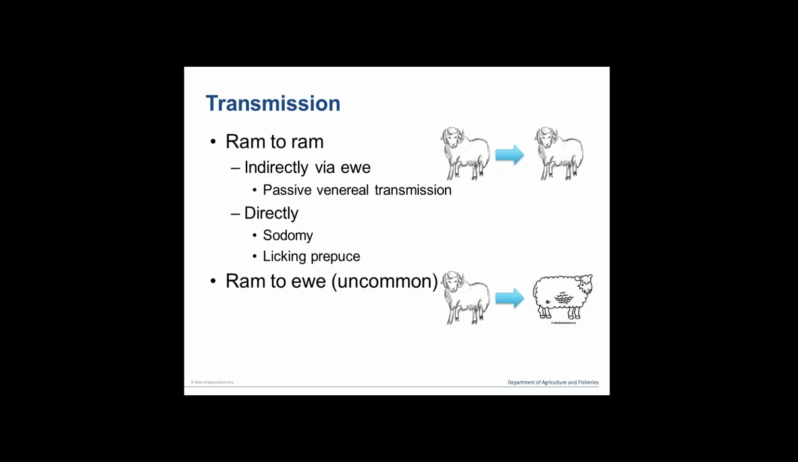Transmission from ram to ewe can occur, however it is uncommon for a ewe to remain infected. Usually, the ewe mounts an immune response and is able to clear the infection with no further consequences to the ewe or her progeny. In rare circumstances, where a ewe becomes infected following joining by an infected ram, the ewe can develop a placentitis, which is the inflammation of the placenta, resulting in abortion. It can also cause the birth of a normal or weak lamb or a congenitally infected lamb.